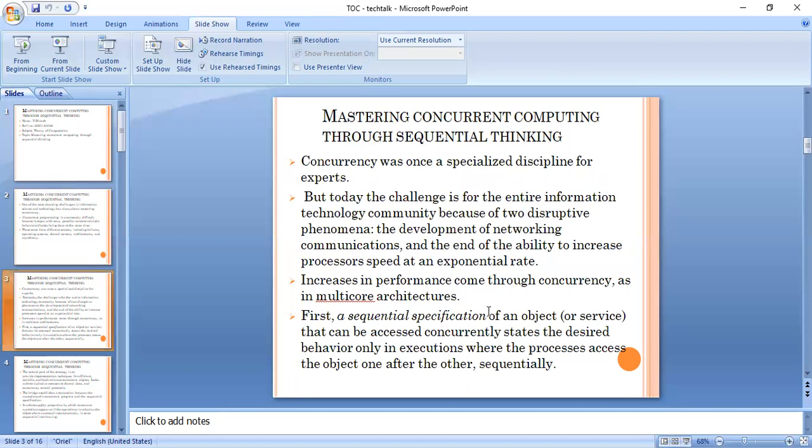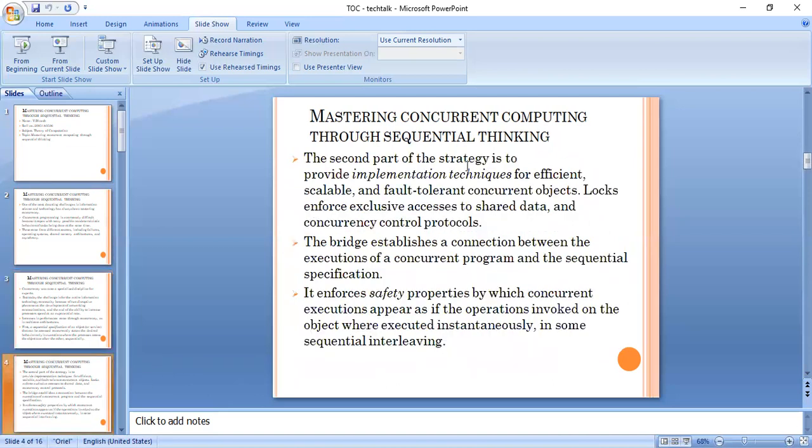First, a sequential specification of an object or service that can be accessed concurrently states the desired behavior only in executions where the processes access the object one after the other sequentially. The second part of the strategy is to provide implementation techniques for efficient, scalable, and fault-tolerant concurrent objects.